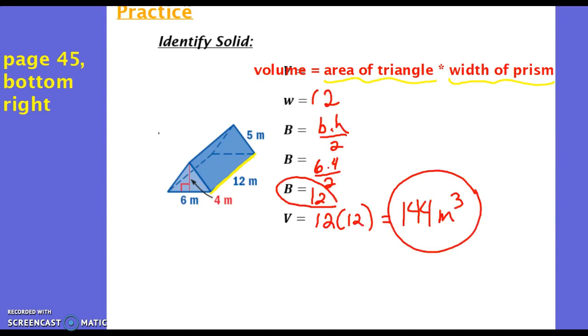Okay, when you fill in the dimensions, the width of this prism, I already highlighted in yellow, that's 12. Capital B stands for the area of the base, which our base is a triangle. And so the area of this triangle is the base times the height, so it's 6 times 4 divided by 2, and that gives us 12. So again, we take the area of the base, which is 12, we multiply it through by the width or the height. 12 times 12 gives us 144 cubic meters. So that's how you find the volume of prisms, whether it's a rectangular or a triangular prism.